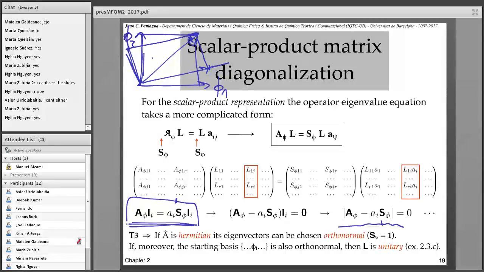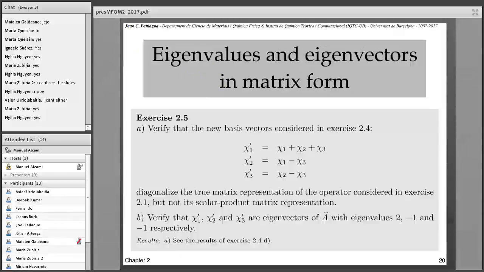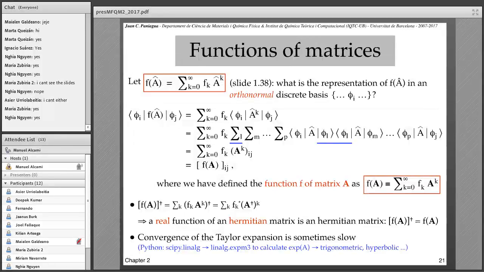Okay. We were talking about representations, matrix representations of states and operators by using the numerable basis set. We saw that to diagonalize an operator or a matrix is equivalent to finding the eigenvalues, as you probably know. Well, this is a very simple exercise. I'll talk about it later on. Well, let's see how to define functions of matrices.